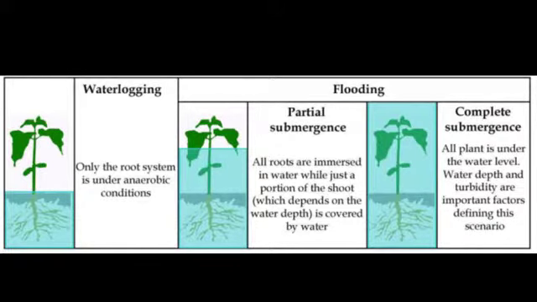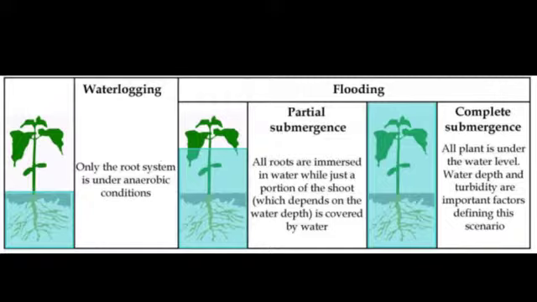As you can see here, there are three different scenarios that can be caused by excess water. The first scenario on the left is what is known as waterlogging, which involves only the root system being submerged underwater. The second and third scenarios both involve the flooding of water, but are dependent on factors such as developmental stage, size, or physical structure.